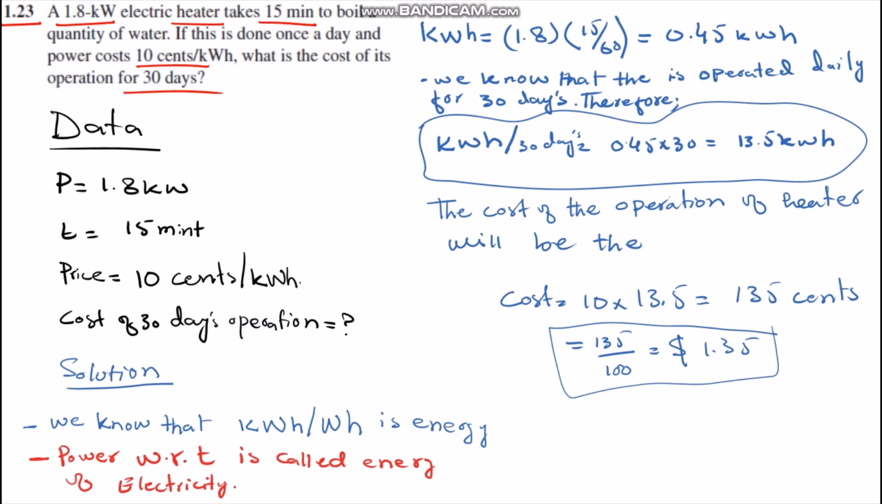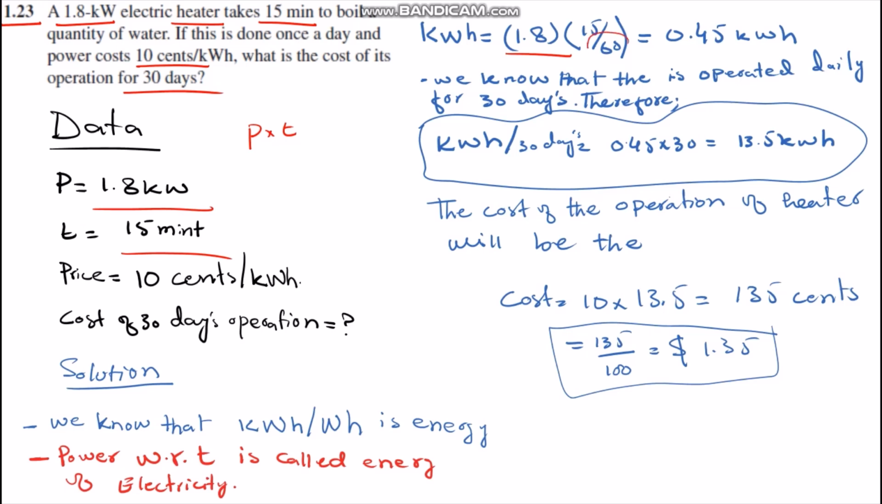Here the data is power, which is 1.8 kilowatt, and time, which is 15 minutes. We know the formula of energy is P multiplied by time, which means energy is power with respect to time. Here we have done the same thing. We simply multiplied 1.8 kilowatt or 1800 watt with 15 divided by 60.